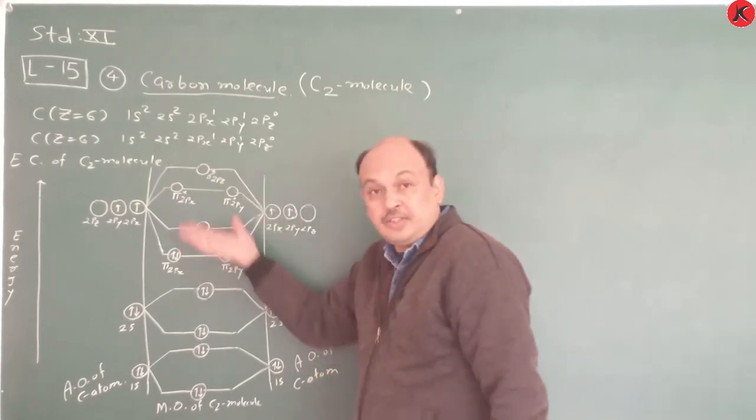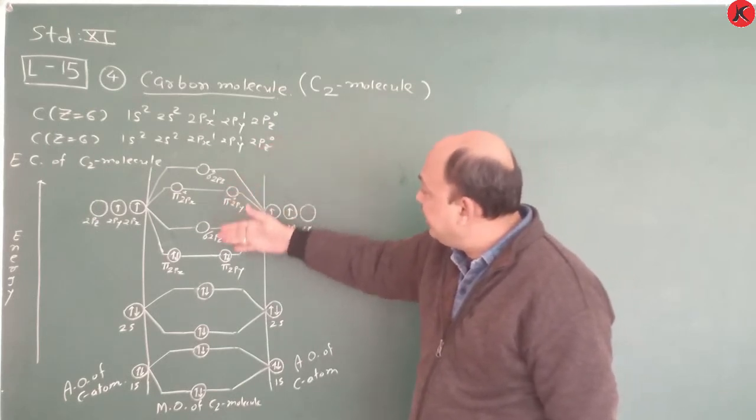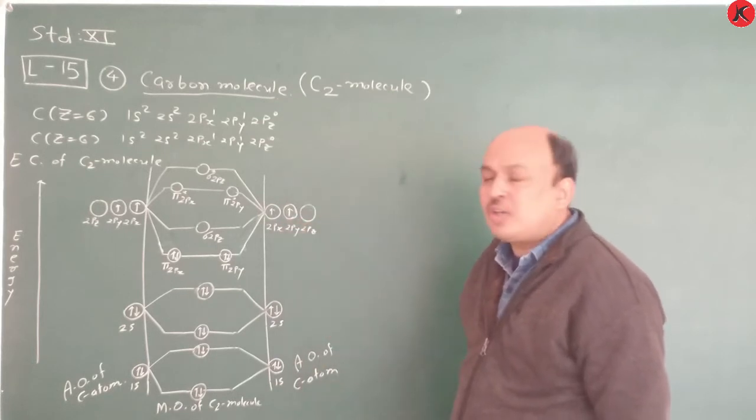But suppose you have to draw it, then you draw it just like this. First of all, write the electronic configuration of boron, and then you have to write this type of molecular orbital diagram. Remember this molecular orbital diagram.